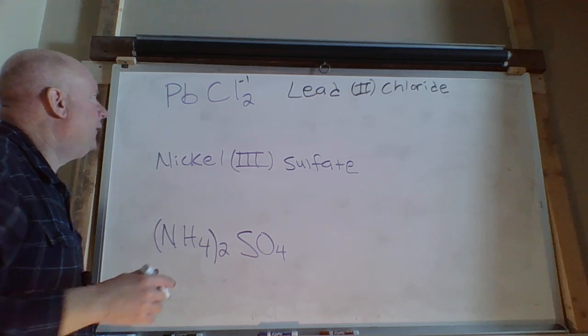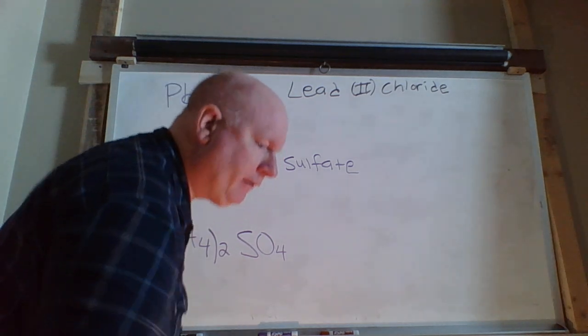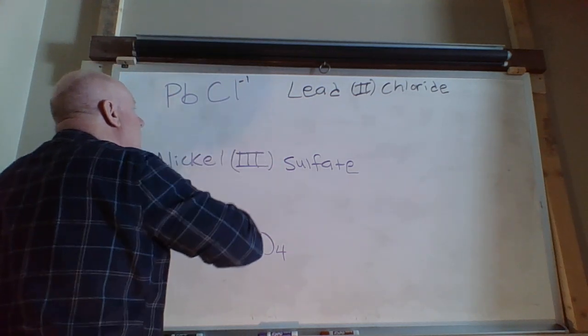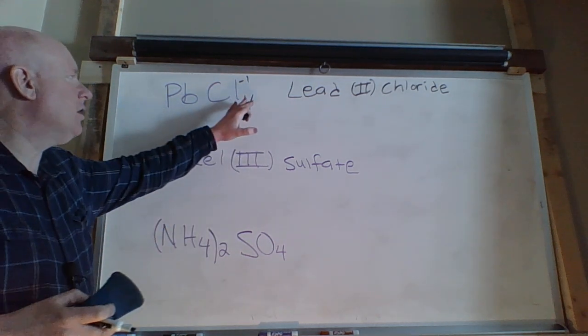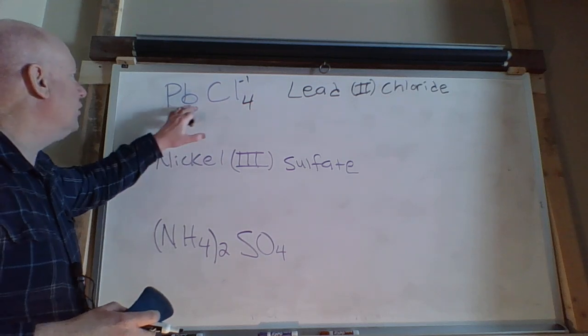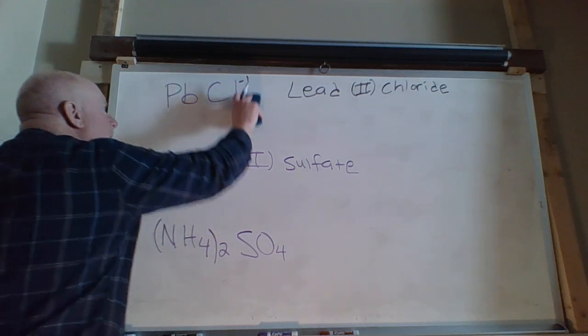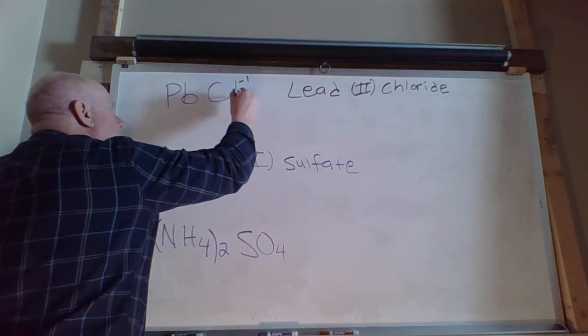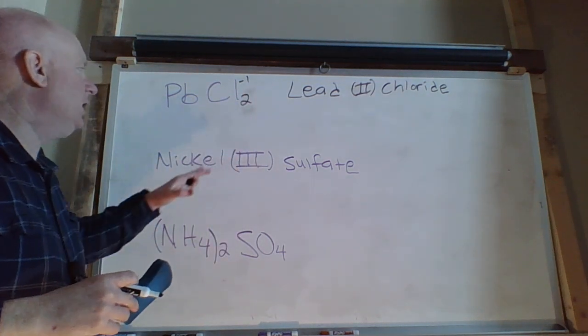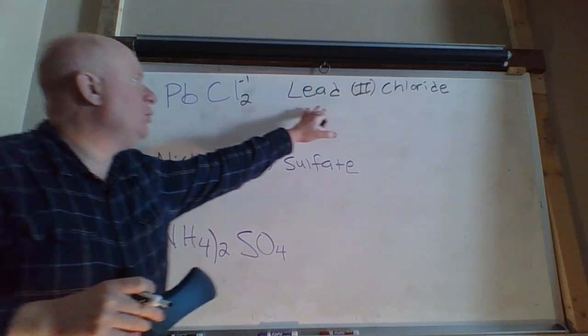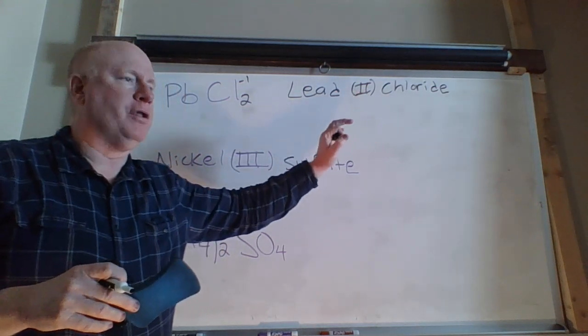Because if it was lead 4, well then we would have this instead. Okay, then you'd have lead 4 chloride, because then all your negative charges would be -4, and this would be +4 then. But we had it as 2 here, so lead 2 chloride. Again, that's the only time that you use these Roman numerals, if an element has more than one charge.